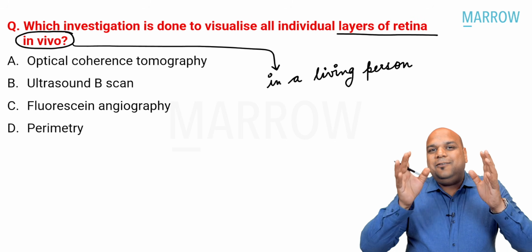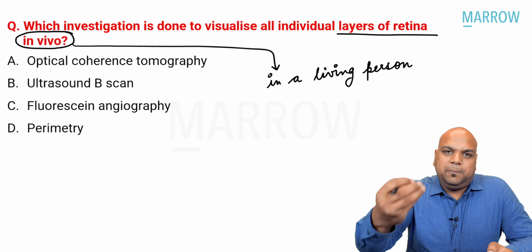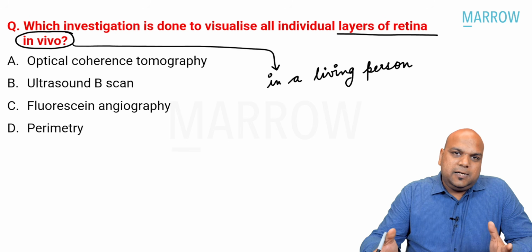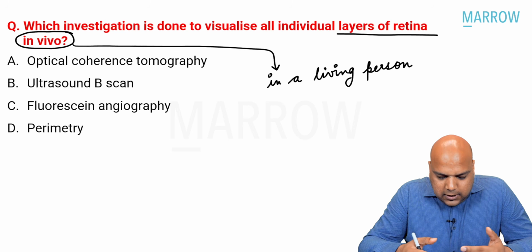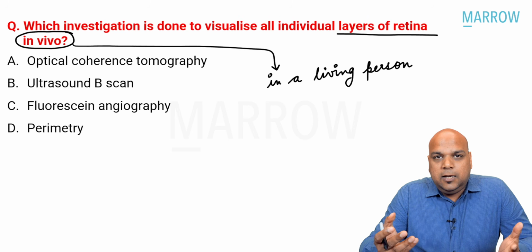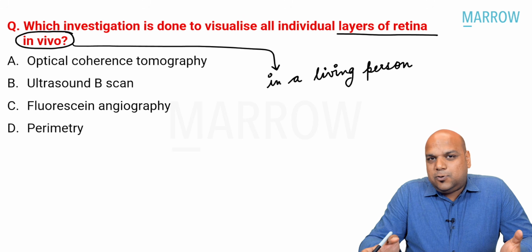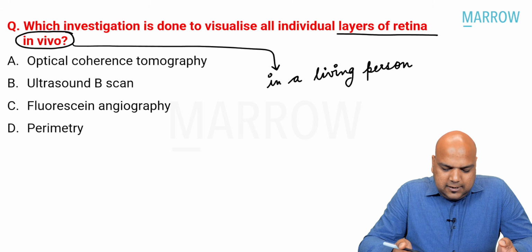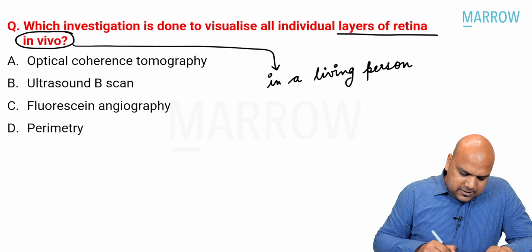Yes. So in vivo, we are not saying in vitro. We are not saying take out the part. It is a dead part, then you are visualizing it. You are visualizing it in a living human body. Yes. So now which investigations out of the following can see the layers? Very simple. Don't even know ophthalmology, that's also okay. You just need to know radiology. CT scan, ultrasound, angiography, or perimetry. Obviously, the answer is OCT.